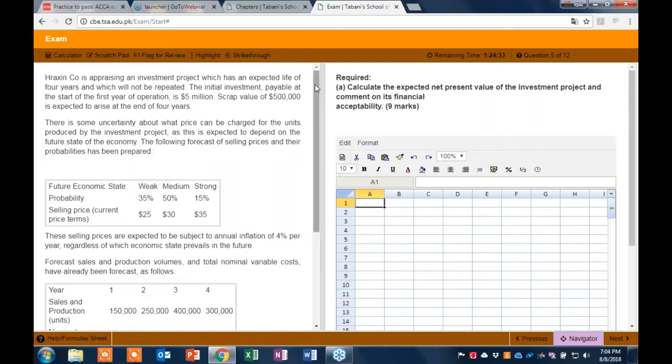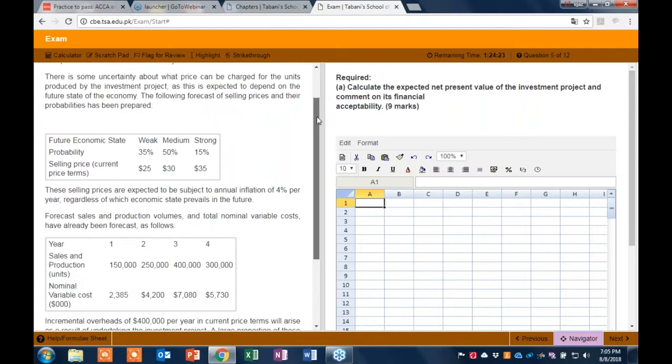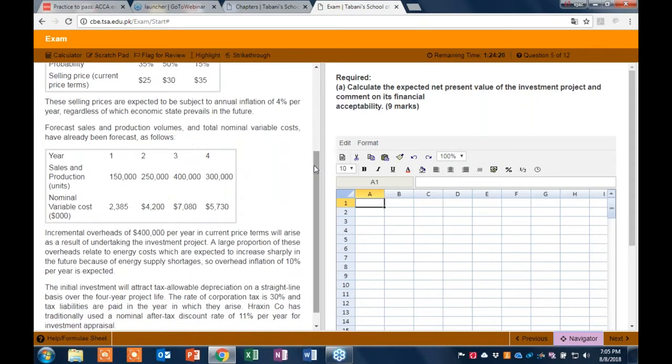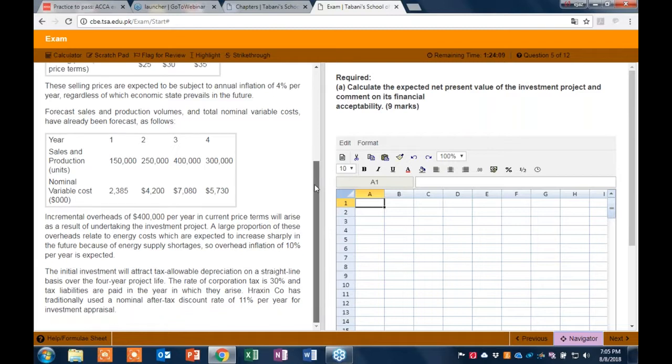These prices are subject to annual inflation of 4% per year, regardless of which economic state prevails in the future. Forecast sales and production volumes and the total nominal variable costs have already been forecast as follows. Incremental overheads of $400,000 per year in current price terms will arise as a result of undertaking the investment project. A large proportion of these overheads relate to energy costs, which are expected to increase sharply in the future because of energy supply shortages. So overhead inflation of 10% per year is expected.